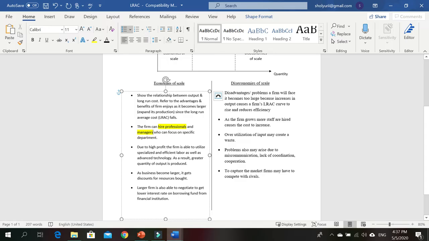Ini sama je. Okay, kita tengok yang bawah ni, advanced technology. Before this, in the short run, we have constraint in terms of money. We are unable to purchase machinery because machinery is expensive. Okay, so now when we are in the long run, we have much more money. We don't have constraint in terms of money. We now can purchase machines for our business.